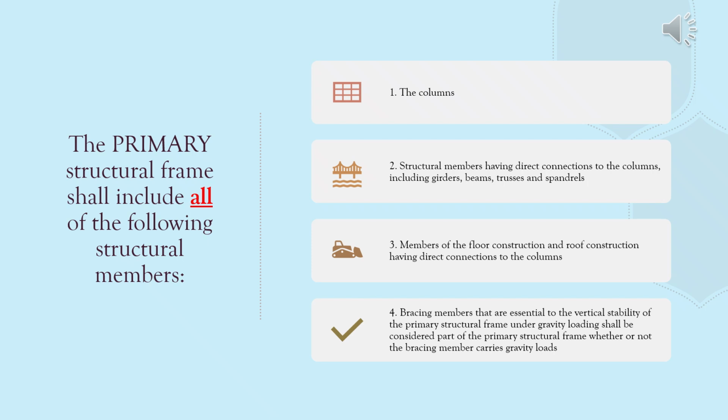Number 2 is the structural members having direct connection to the columns, including the girders, the beams, the trusses, and spandrels. Number 3 is members of floor construction and roof construction having direct connection to the columns. And 4 is bracing members that are central to the vertical stability of the primary structural frame under gravity loading shall be considered part of the primary structural frame, whether or not the bracing member carries gravity loads. So we're going to have some items that are specifically listed that connect to the columns, and others, as long as they provide some kind of stability to the structure, they've got to be protected. And that's the primary structural frame.